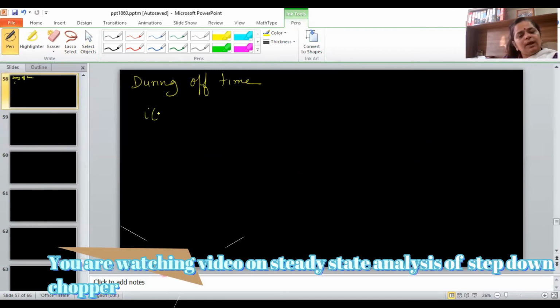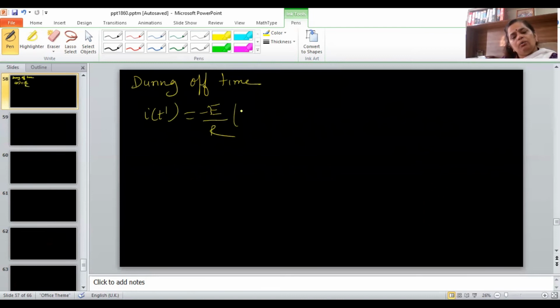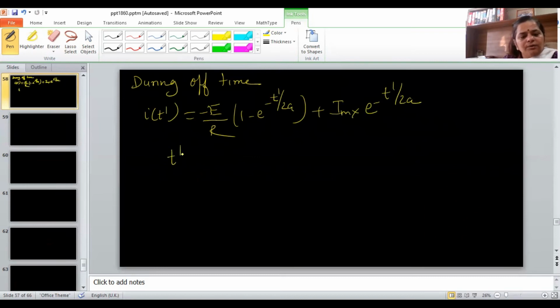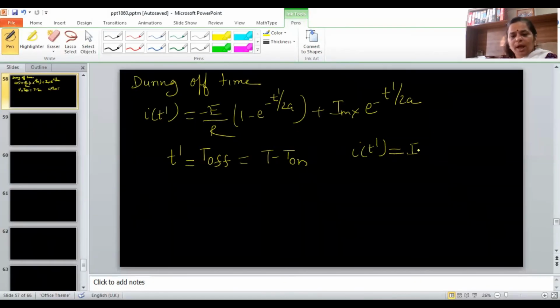During off time, we have calculated the expression that is minus E by R (1 minus e to the power minus T dash by TOA) plus I max e to the power minus T dash by TOA. Now I know that when T dash is equal to T off, and T off I can write as T minus TON, IT dash value will be I minimum. So put the above boundary conditions. Suppose this is equation number 6.